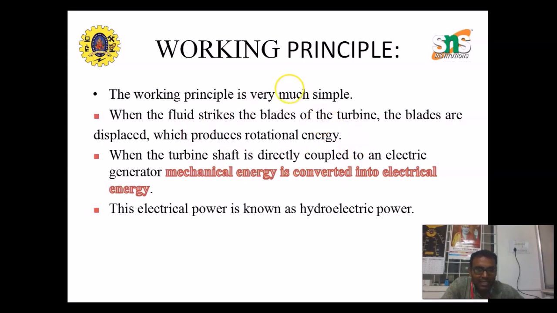And the turbine shaft is directly coupled to the electric generator. Mechanical energy is converted into electrical energy. This electrical power is known as the hydroelectric power.